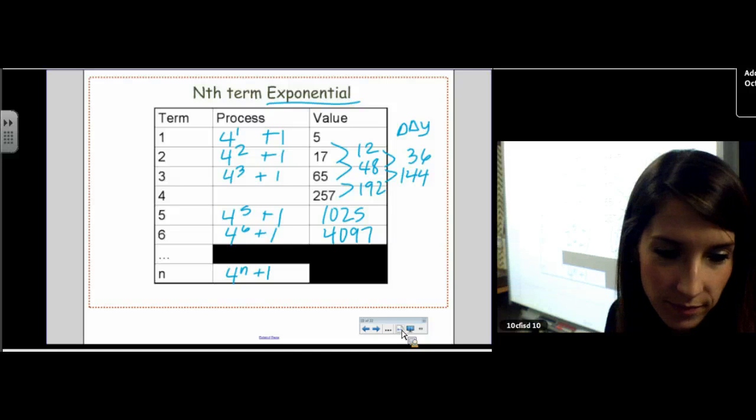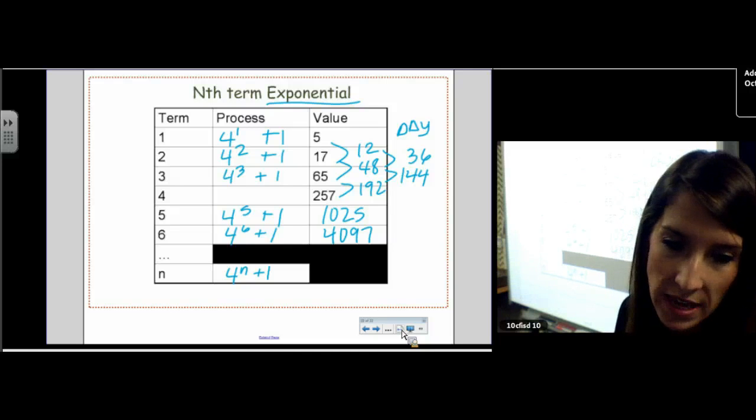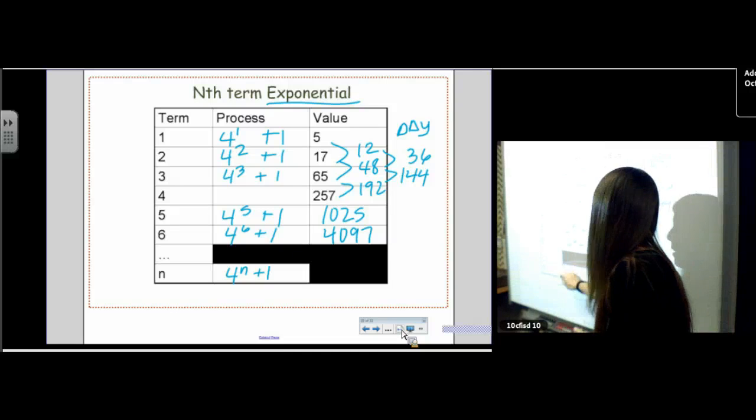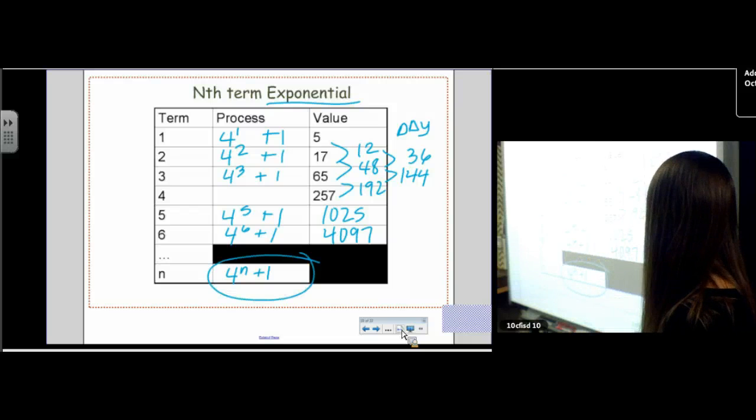Nice. 4 to the n plus 1 is the answer. 4 to the n plus 1.